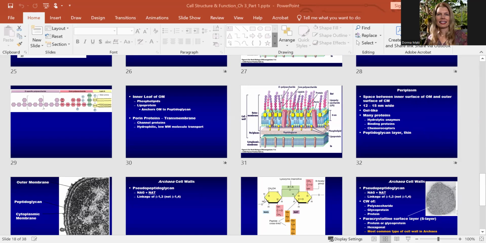How does the flagella move, by the way? Yeah, it rotates, right? So the flagella rotates. So it's not like sperm flagella that whips. It doesn't do that, it rotates.